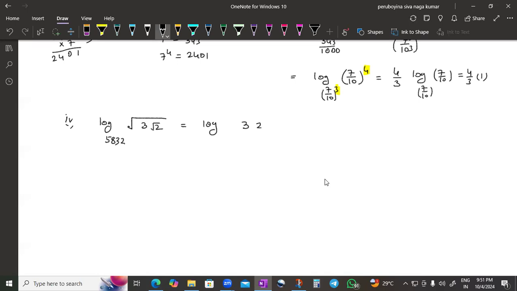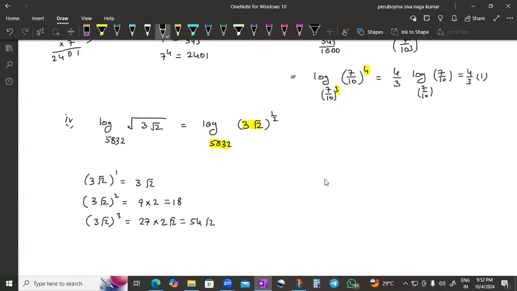Log 3 root 2 whole power, it's a square root, of 5832. Now, we are required to express this 5832 as a power of 3 root 2. Let me check how many times 3 root 2 will give us this 5832. Okay, let's count. 3 root 2 power 1, we know it is 3 root 2 only. 3 root 2 power 2, 3 square is 9. Root 2 square is 2, 9 2s are 18. So 3 root 2 power 3, 3 cube is 27, and root 2 cube is 2 root 2. Of course, it is 54 root 2.